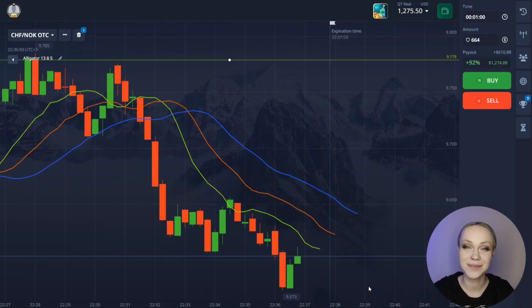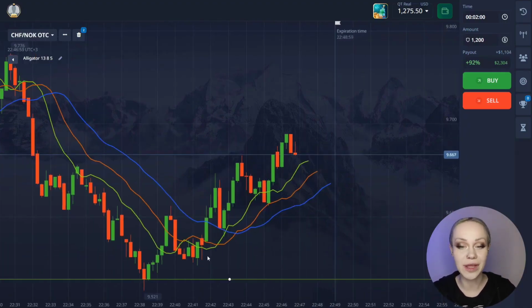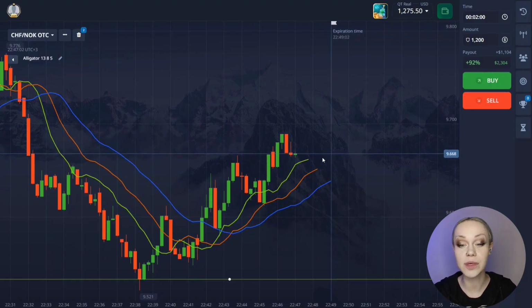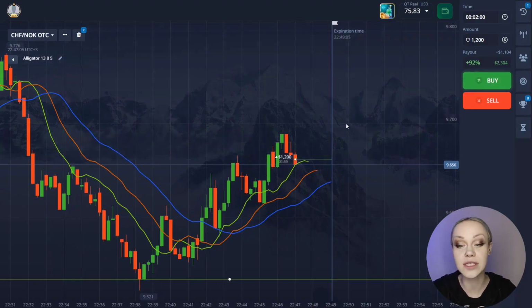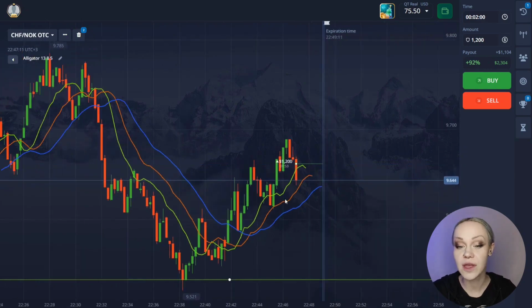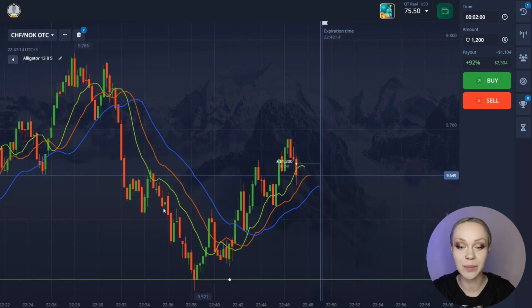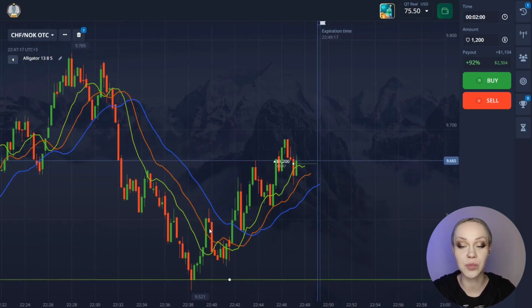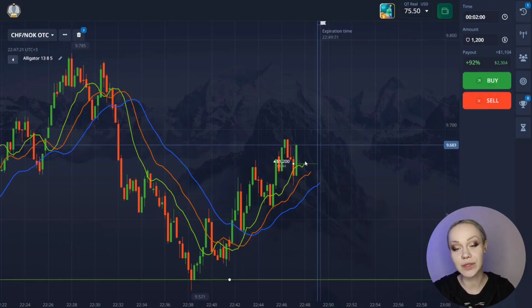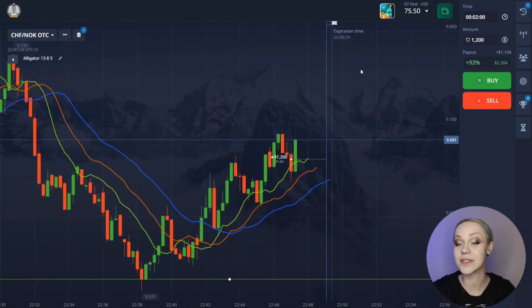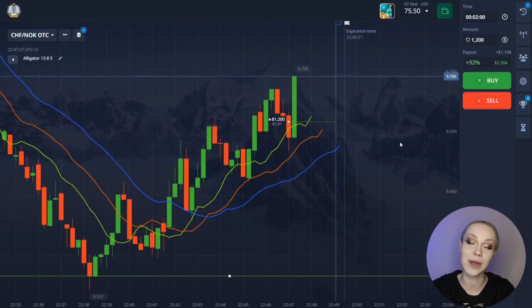So let's continue. Here the price bounces up from the support level and shows growth. In such a case, we open the trade for a raise since there was an intersection of the moving averages. We understand that the price has potential for growth. The price moved down quite impulsively, but there was a reversal near the support level. At the moment, it's showing good growth, so I think that the price will continue to move up in the near future. So let's wait for the result.